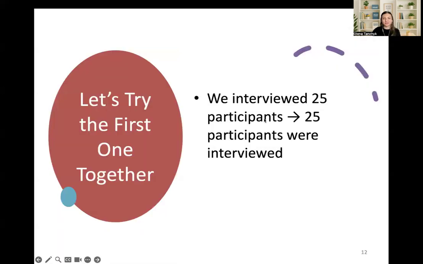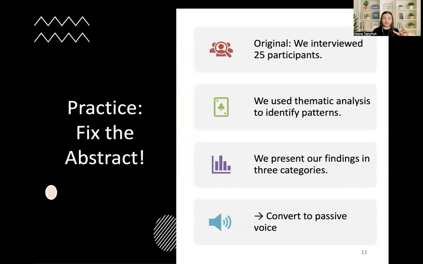Exactly. So you can check yourself: 25 participants were interviewed. Okay. So now you are going to work in breakout rooms and you will play with these 2 sentences. Again, you need to be attentive and identify the tense. What is the tense in the first sentence? Past simple. How about this one? Past simple. And the third sentence? Present simple. Again, remember, you need the verb to be in a correct tense and your main verb in past participle, the third form.